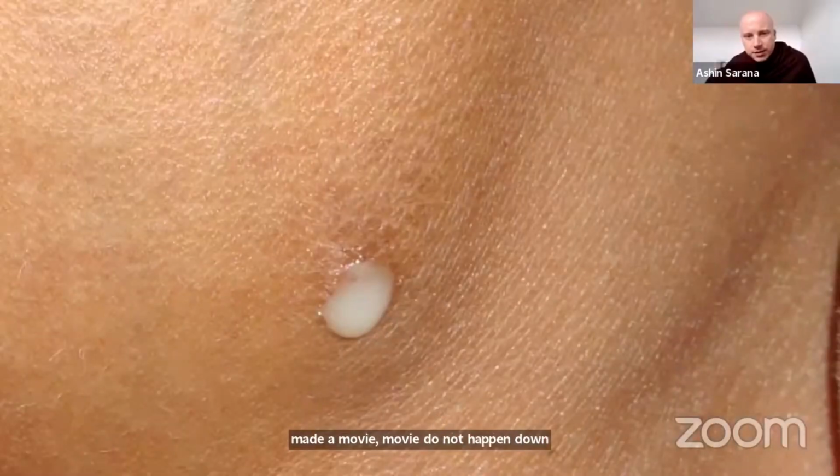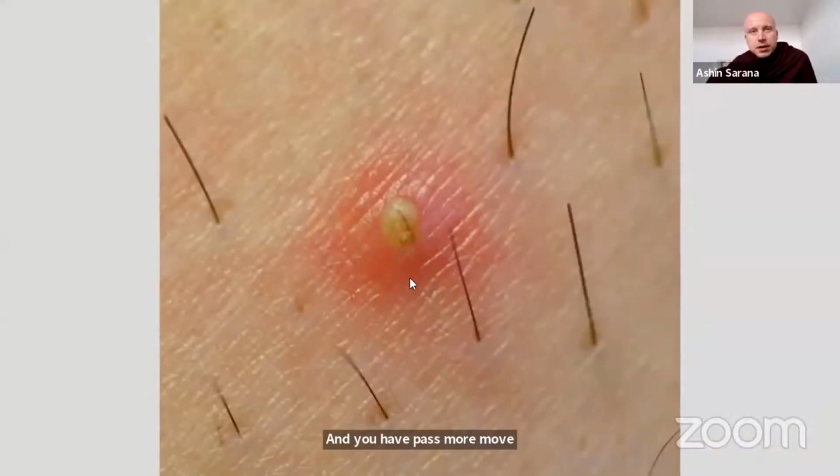And you have pus. This is pus with an ingrown hair.